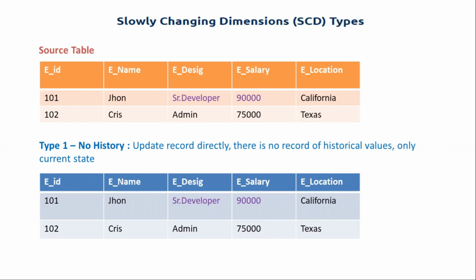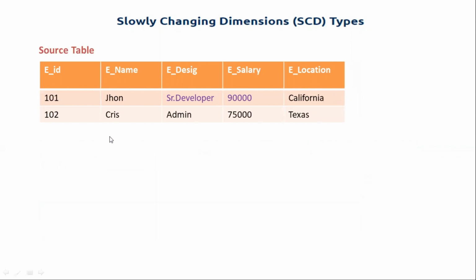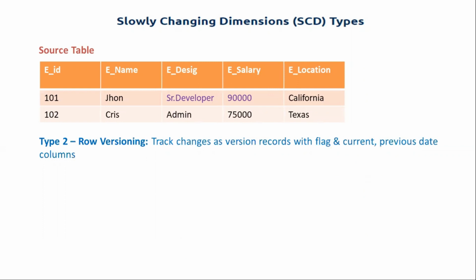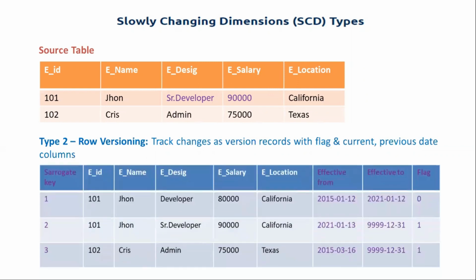Type 2 is very simple. You can say in type 1 we are not maintaining history, whereas we have to maintain history in type 2. Same example again. Source table is the same with 2 changes. Okay, this is type 2. Don't worry, I have added 4 extra columns because in real time we may have to implement like this in the data warehousing concept. I just added surrogate key, effective from, effective to and flag.